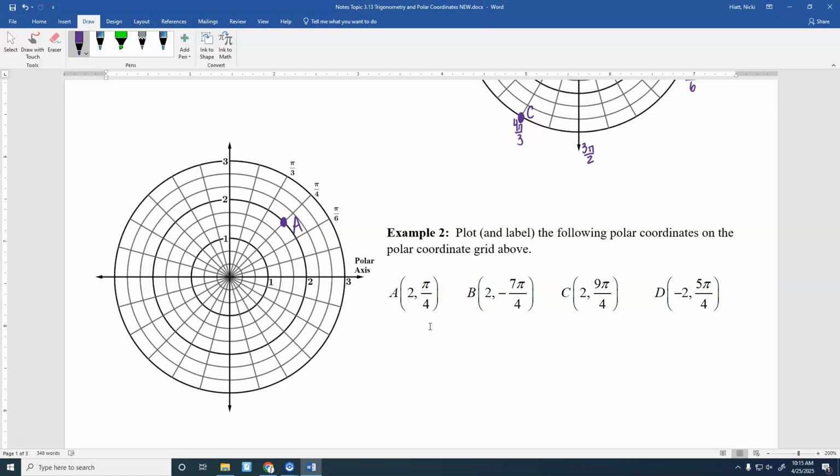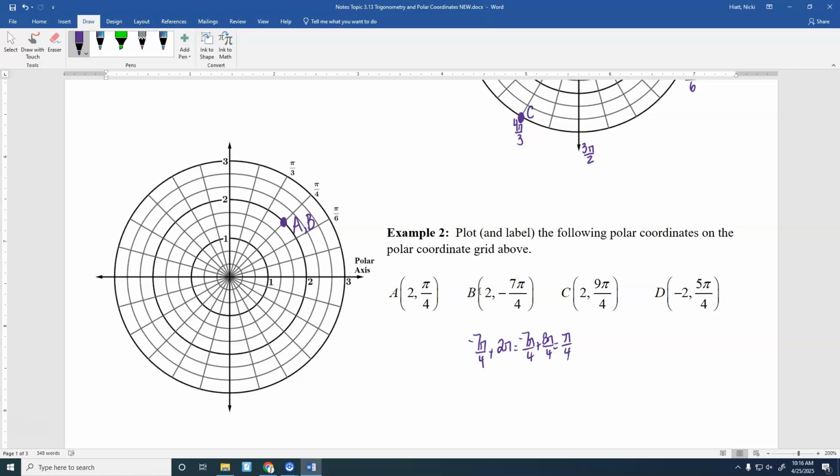All right, then we've got 2 comma negative 7 pi over 4. Where is negative 7 pi over 4 going to be? It's the same as pi over 4, right? Like if you need to, you can do negative 7 pi over 4 plus 2 pi, which is negative 7 pi over 4 plus 8 pi over 4. That's going to give you pi over 4. So it's a different angle, but it still has a radius of 2. Where's point B going to be? It's the same place as A, right? Same place.